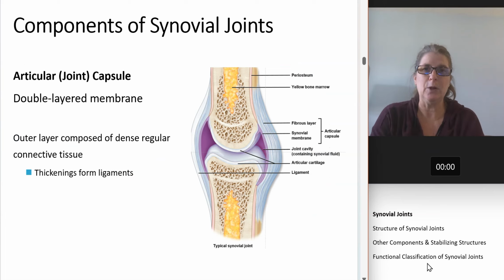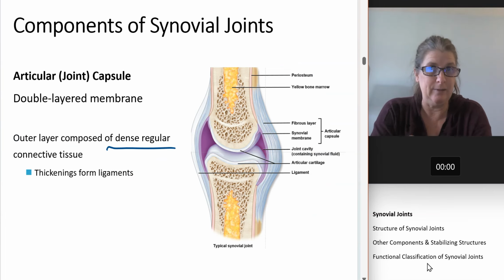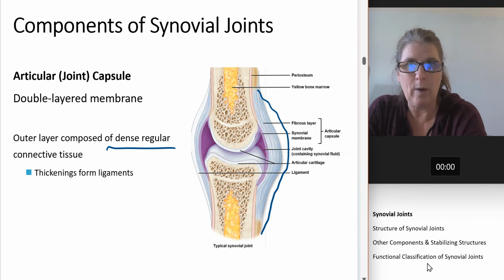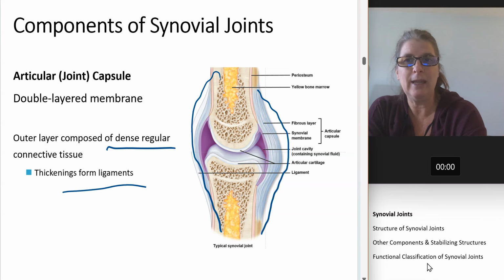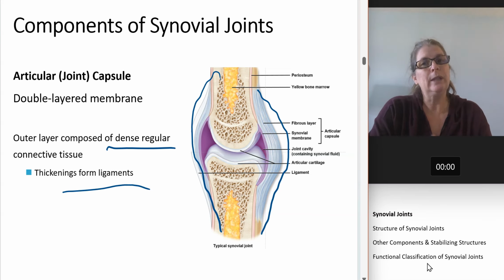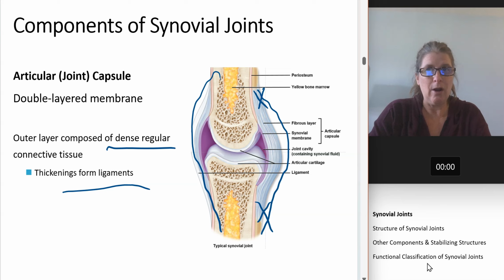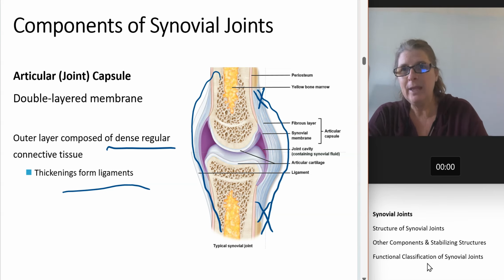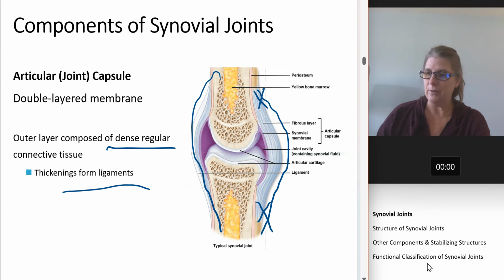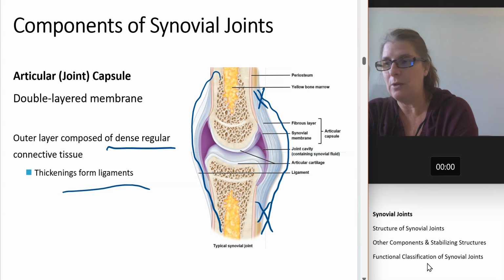You have the joint capsule. The articular capsule has two layers to it. It's dense regular connective tissue, and you can see this whitish gray tissue here. So it does have two layers, and the outside thickens to form ligaments. So ligaments are found on synovial joints. And ligaments, remember, connect bone to bone, and they are extensions of the actual joint capsule, so it makes sense that they're there. So that fibrous outer layer is your dense regular tissue, and that's what's going to form your ligaments.